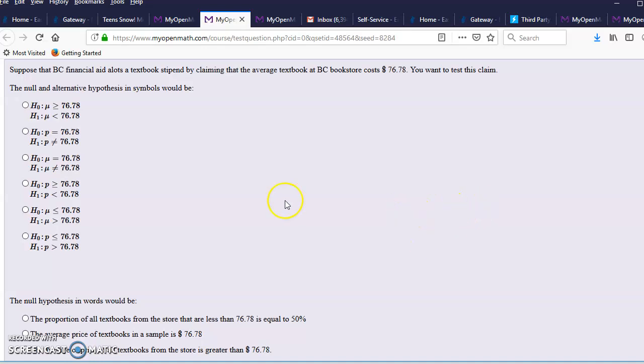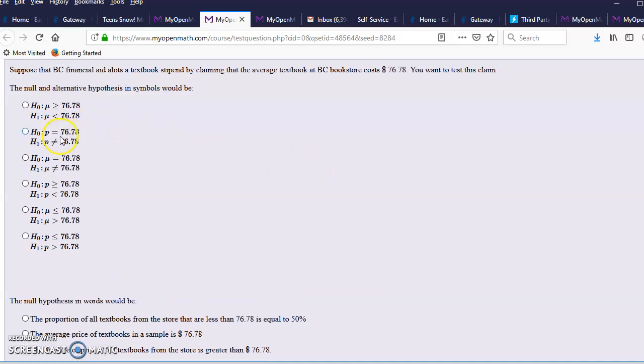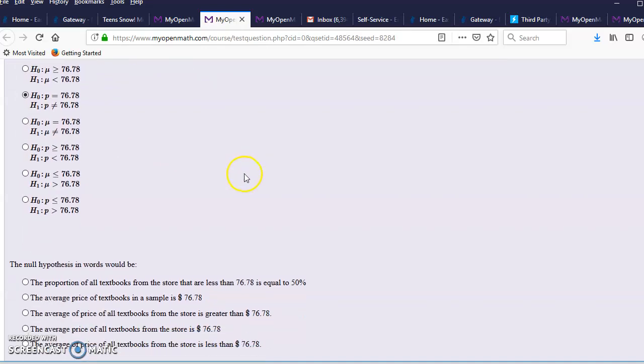Okay, this is the problem. Suppose that their average bookstore cost is 76.78. You want to test this claim, okay? So the null hypothesis and the alternative hypothesis would simply be this one, that the null is 76.78 and the alternative is not.